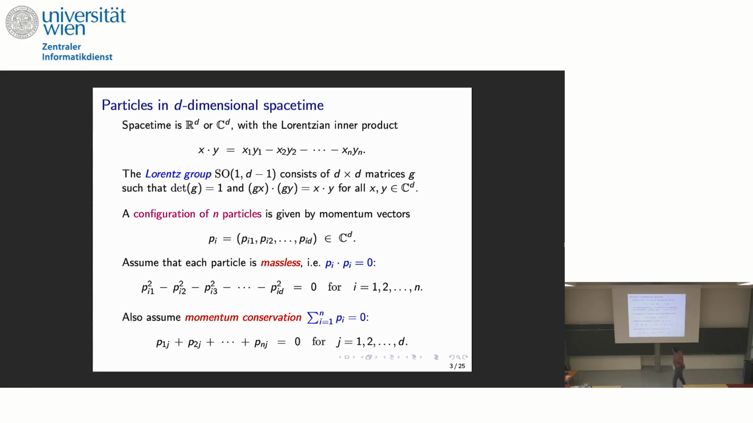So the light cone is given over the real numbers by requiring that this expression is non-negative. You are supposed to stay inside the light cone, right? That's the universal speed limit. You're not supposed to go outside. And if you're on the boundary, then you are a massless particle. And we're going to assume that this equation holds for all i from 1 up to n. Now, furthermore, we're going to assume that momentum, yes?